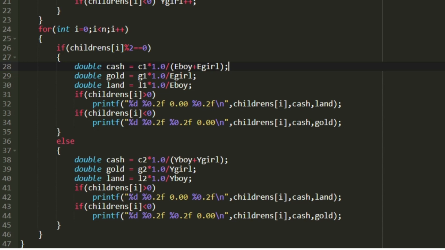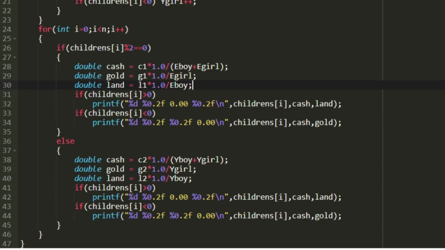And then gold will be split among only the girl children. So G1 star 1.0 divided by the total number of girl children for the elder brother, so divided by eGirl. And similarly the land will be divided only among the boy children, so L1 by eBoy. Now we know the share of cash, gold and land, and now we have to print our output.